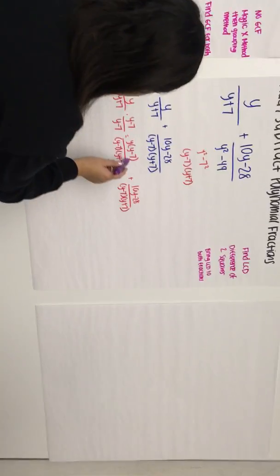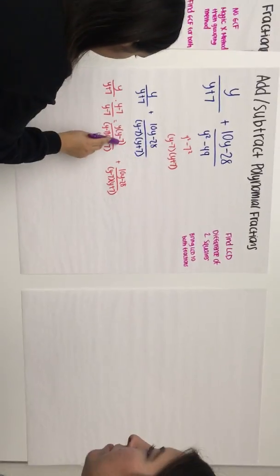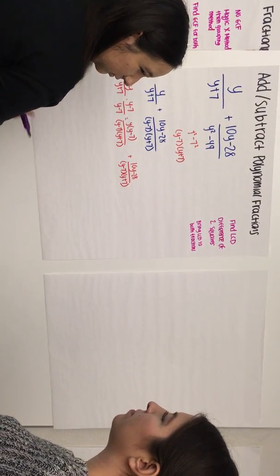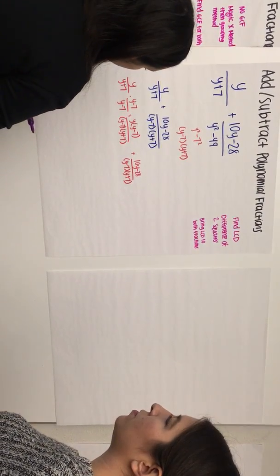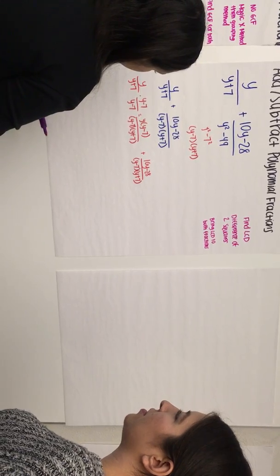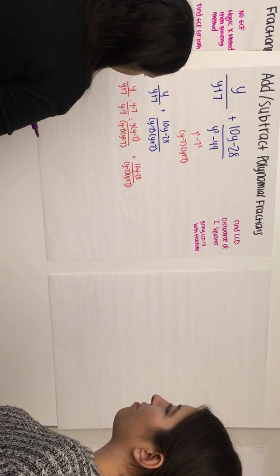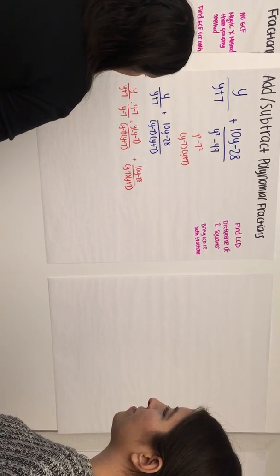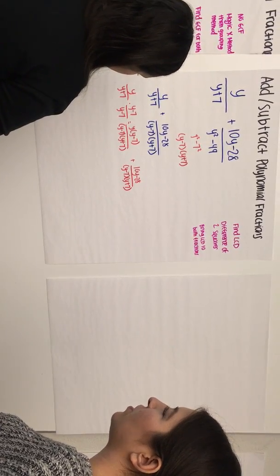Would I have to multiply the line by -7? Or do I leave it? What do you think? What's making you question that? I don't know, I feel like I need to, but I'm not sure.